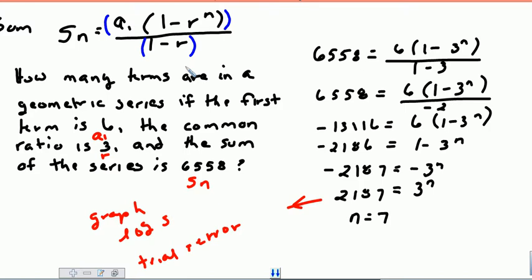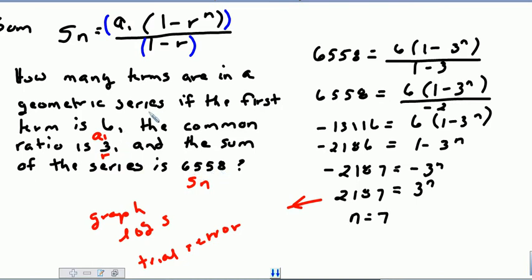Here's an example of a problem. How many terms are in a geometric series if the first term is 6, the common ratio is 3, and the sum of the series is 6558? So we know 3 things here. We know A sub 1 is 6. We know R is 3. We're multiplying by 3 every time. And the sum is 6558.